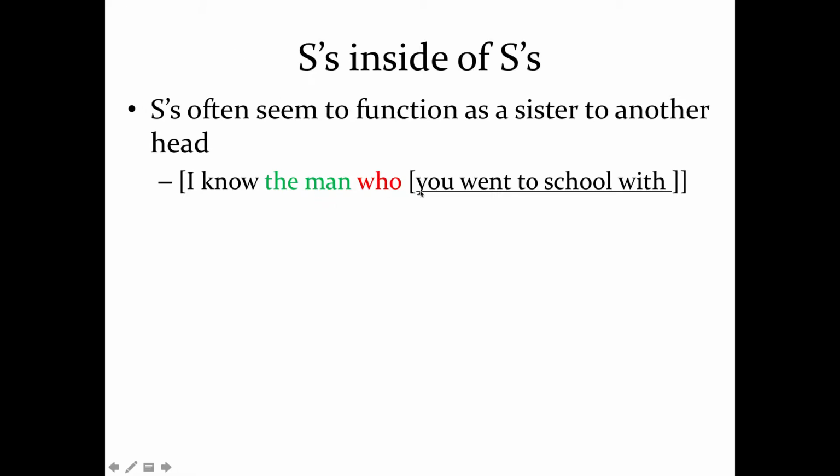I know the man who you went to school with. You went to school with seems to be describing this who, and this whole thing, who you went to school with, seems to be telling me about the man. So this whole clause, who you went to school with, is giving more information about the man. I'm sticking a smaller sentence, you went to school with him, inside this bigger sentence, I know the man who you went to school with.